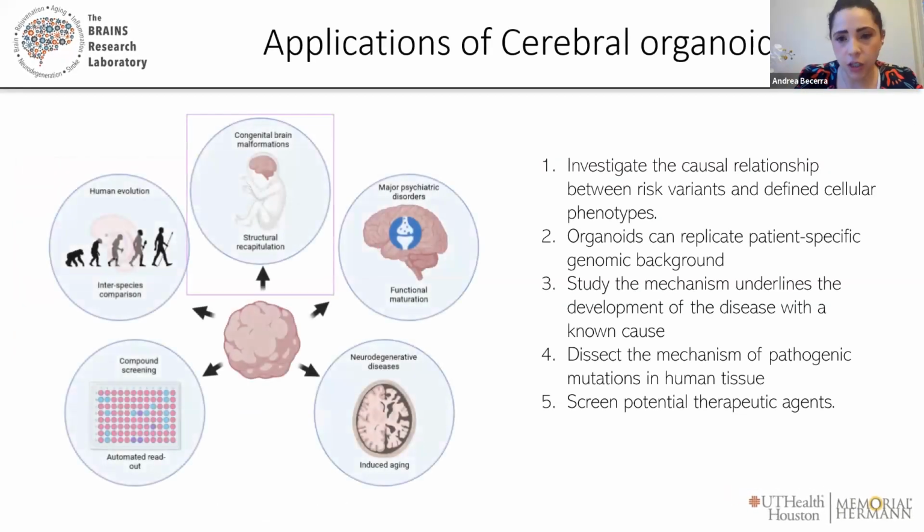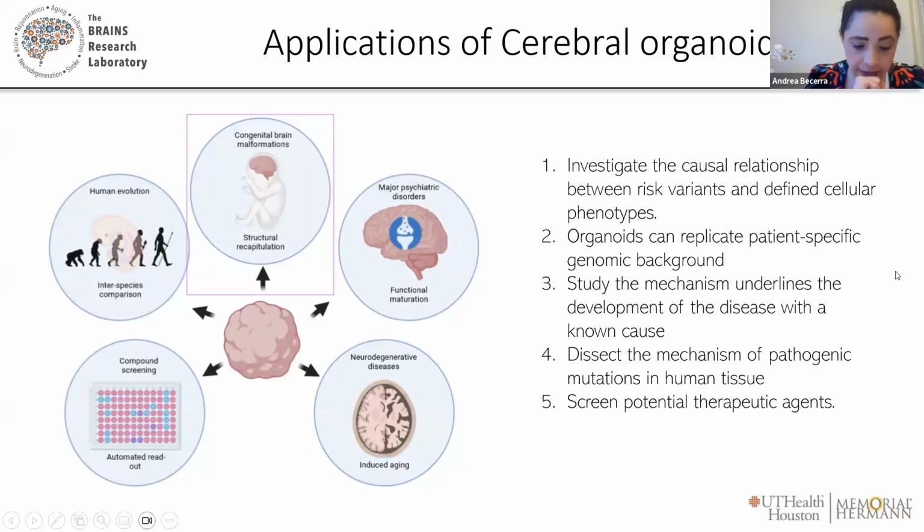What are the applications? Mostly, to investigate the causal relationship between risk variants and define cellular phenotypes. Organoids can replicate patient-specific genomic background, study the mechanisms underlying the development of a disease with a known cause, dissect the mechanisms of pathogenic mutation in human tissue, and screen potential therapeutic targets.